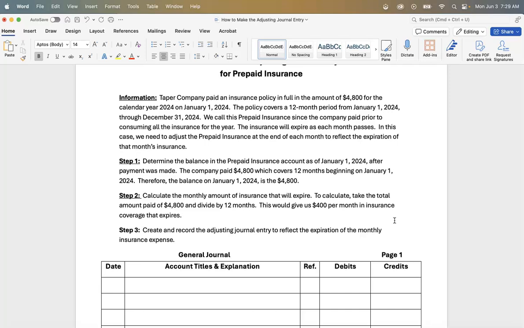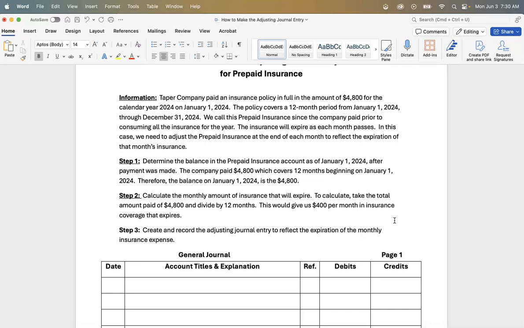We call this prepaid insurance. It will show up as an asset for the company. They paid it in advance. As every month passes, a portion of that insurance will expire. Because we're covering a 12-month period, we need to adjust that account for the expiration of that month's insurance coverage.